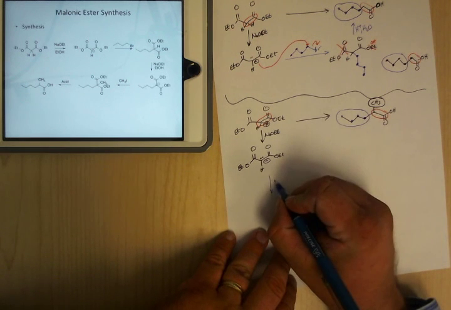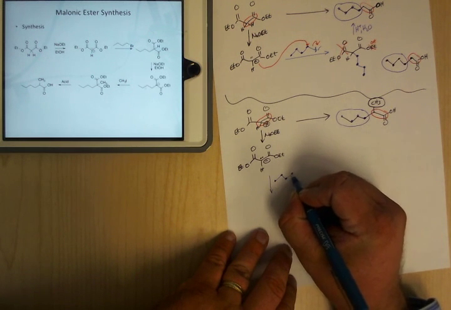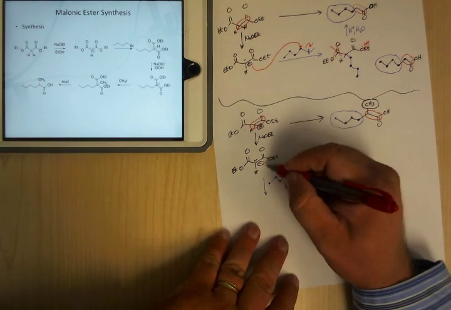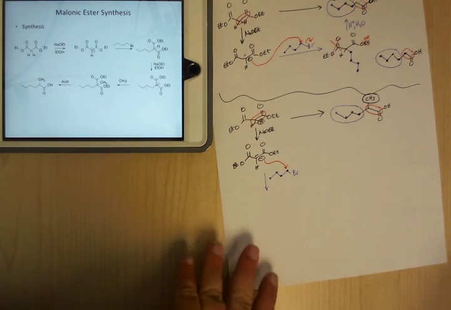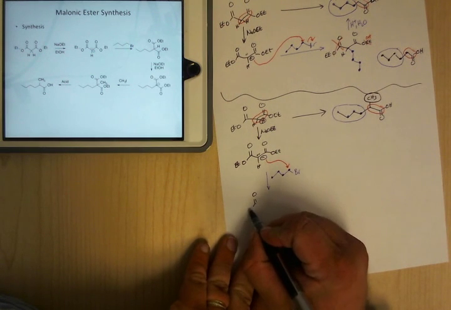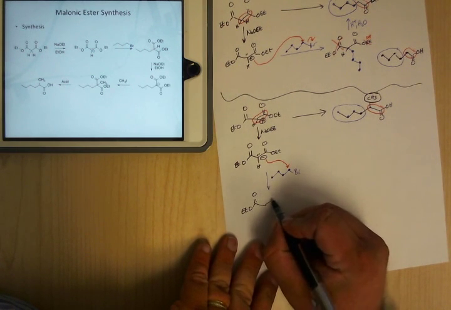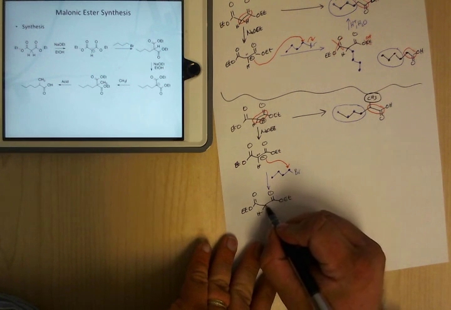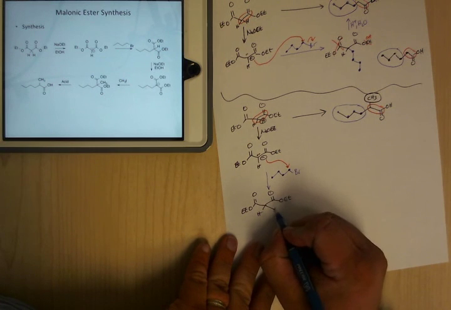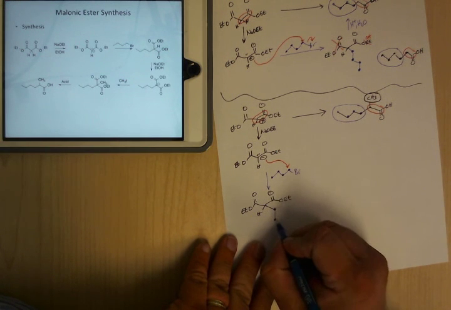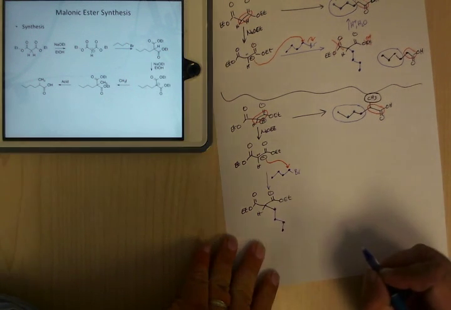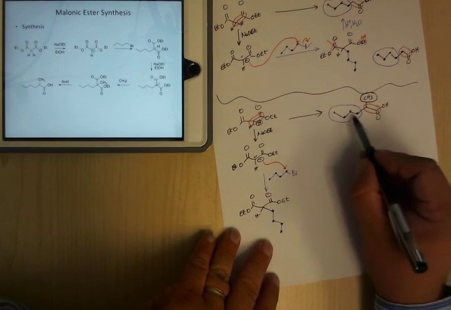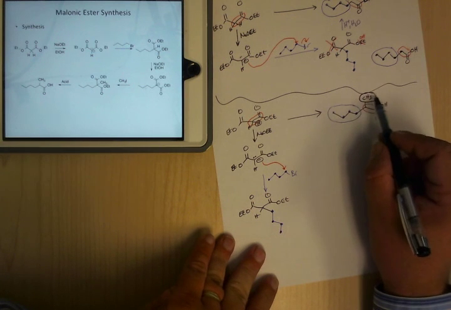Let's do the 4 carbon piece first. 1, 2, 3, 4. So with that, bromine, that's going to attack there. So you're going to end up with 1, 2, 3, 4. So then you can come in. Okay, so we've got this part put on. Now we've got to put on the methyl part.